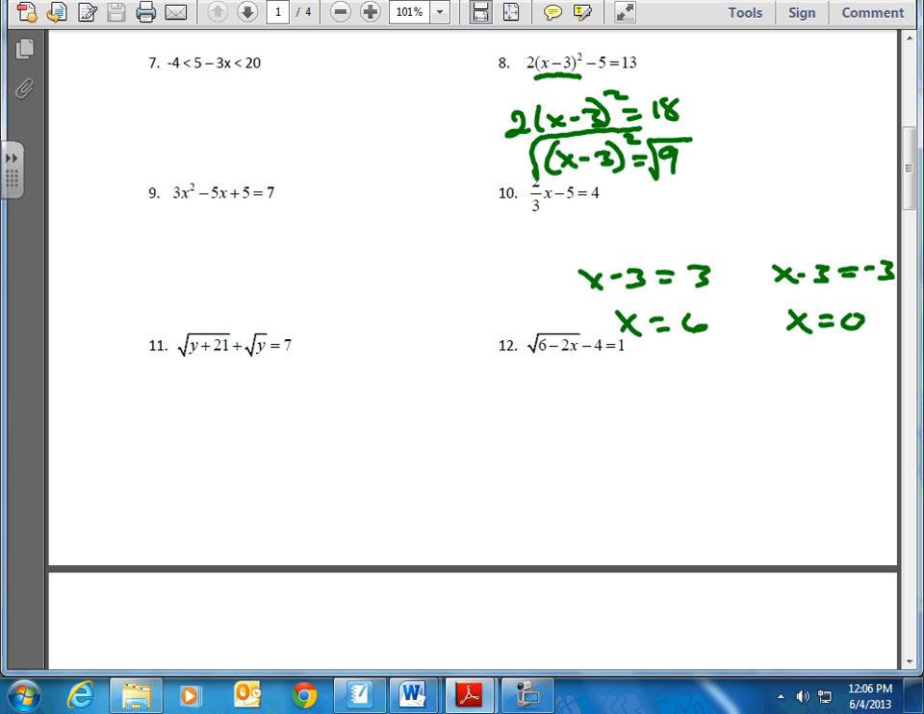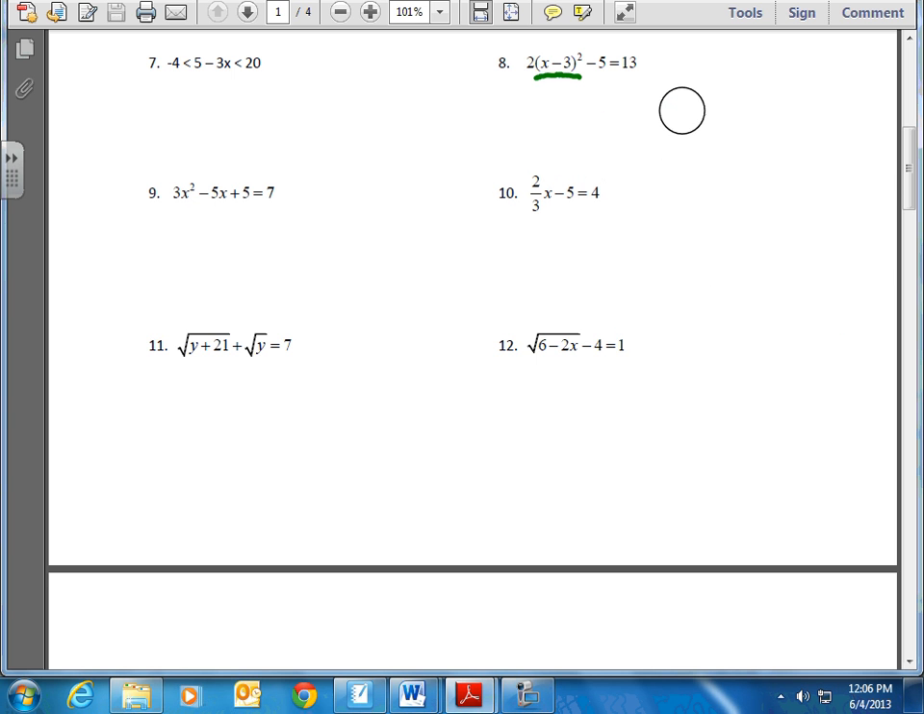Okay, question 9. Looking at the problem, it is a quadratic. Like I said before, there's not a single x term. There's both an x squared and an x. So I have to use the technique of setting it equal to 0. So setting this equal to 0, I move the 7 across, and we get 3x squared minus 5x minus 2 equals 0. Again, before I go to the quadratic formula, I'm going to factor first.